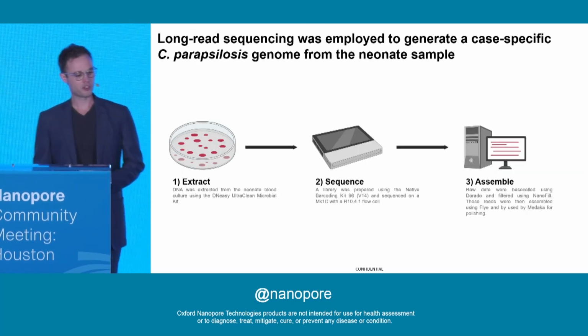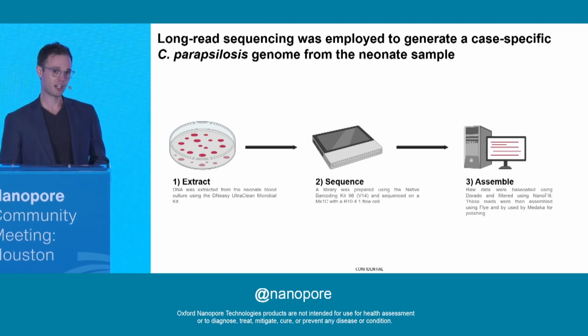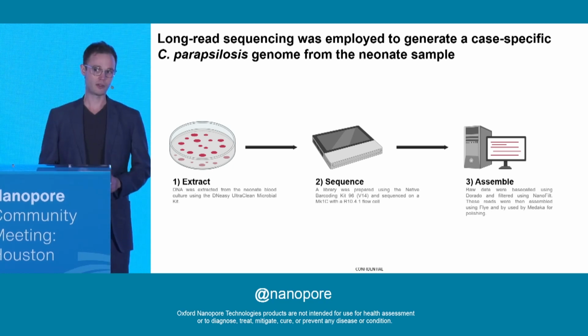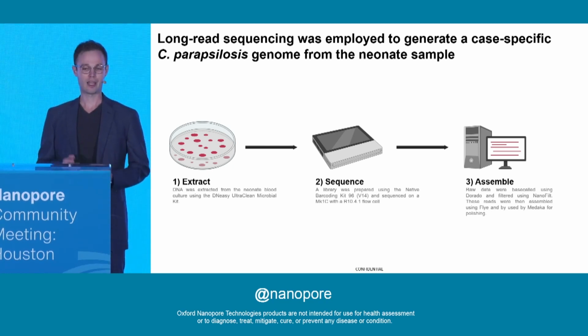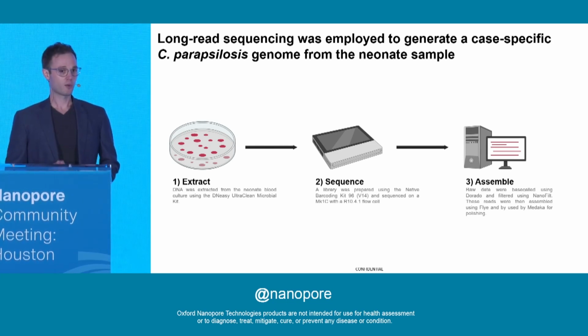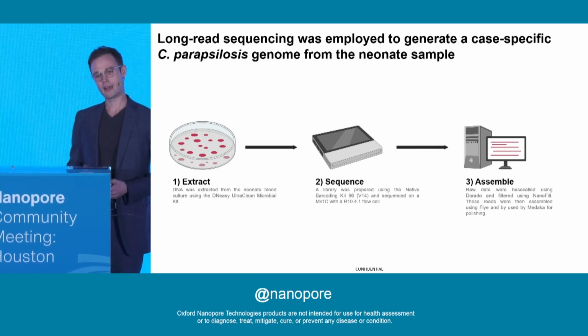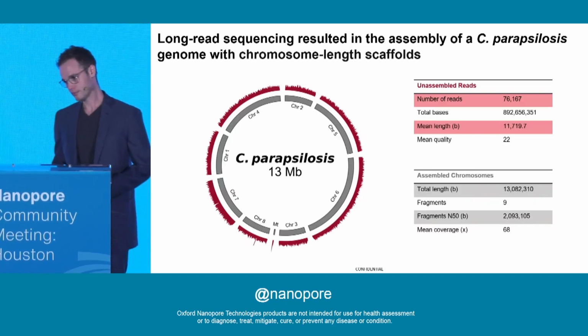In order to answer this question, we used long-read sequencing to generate a C. parapsilosis reference specific to this case. To do so, DNA was extracted from the neonate blood culture and sequenced using Nanopore's latest library and flow cell chemistry, V14 and R10 respectively. Raw data were then translated into FASTQs using Dorado, assembled with Flye, and polished with Medaka.